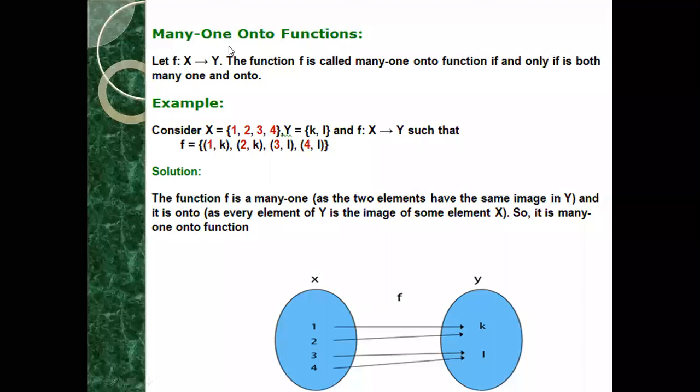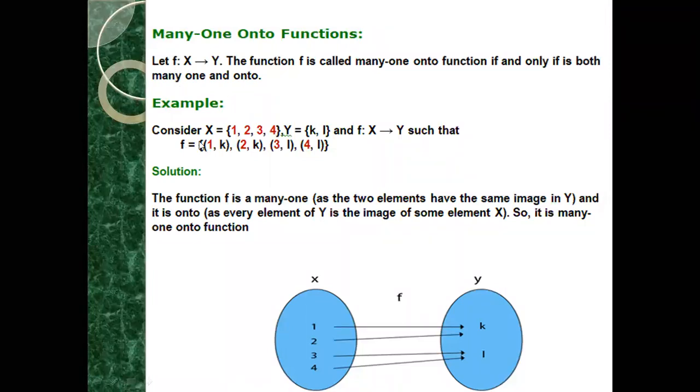Now, many to one onto function. Onto means every element of the codomain has a pre-image in the domain. Many to one means different elements of the domain have the same image in the codomain. So the definition: the function f is called a many to one onto function if and only if it is both many to one and onto.